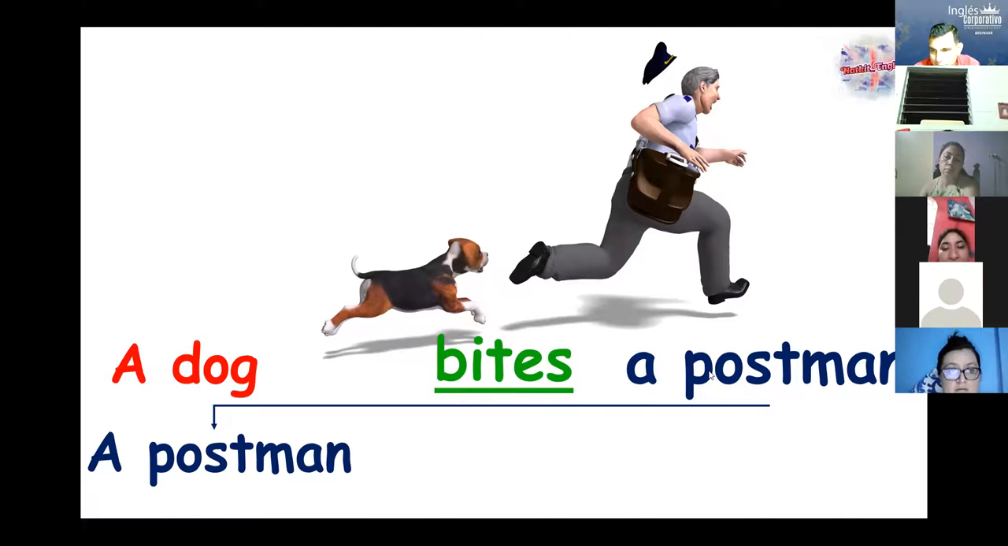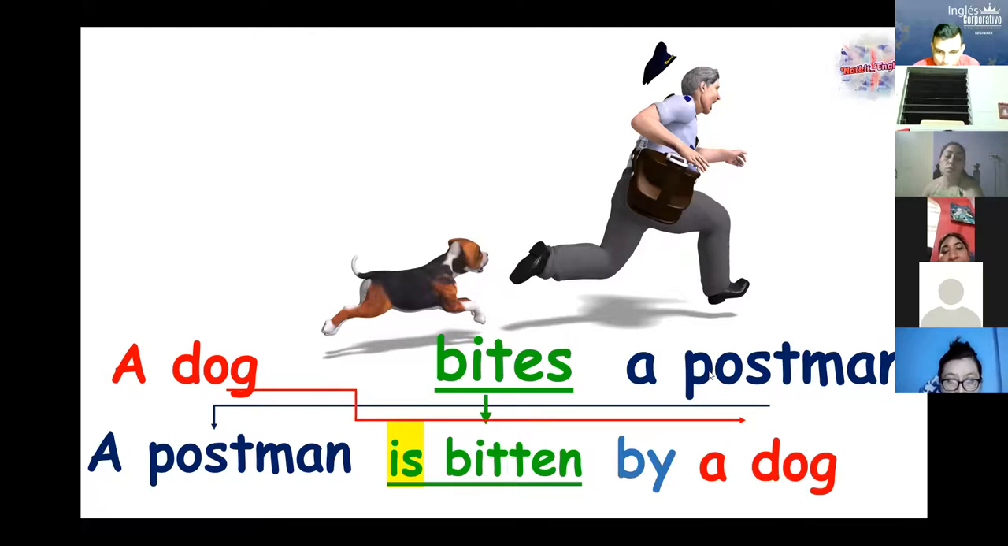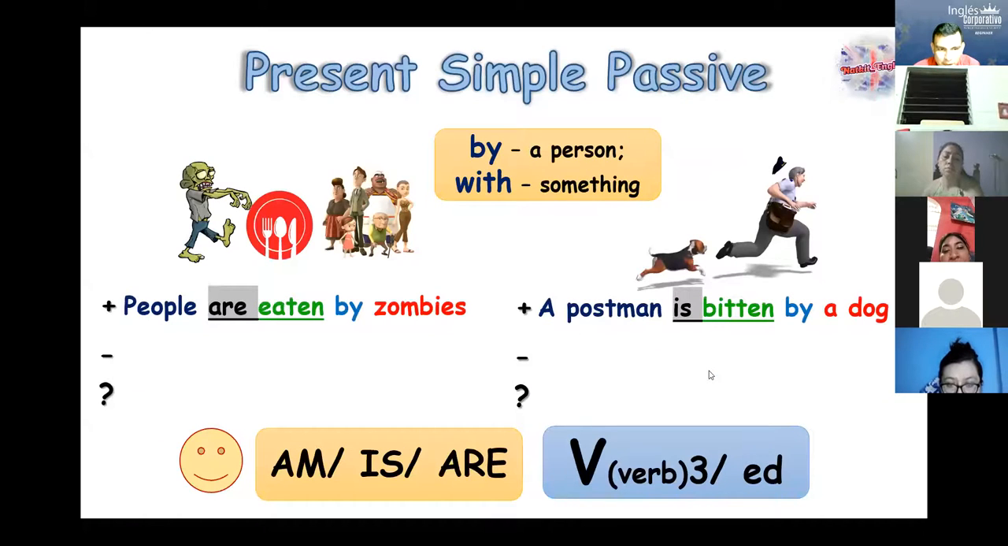Yes. A postman is a past participle of bite. Bite, past participle. Is. A postman is. Past participle of bite. Beaten. Okay. Is beaten. ¿Es mordido por quién? By a dog. Okay. A postman is beaten by a dog. Ahora tenemos la forma afirmativa.